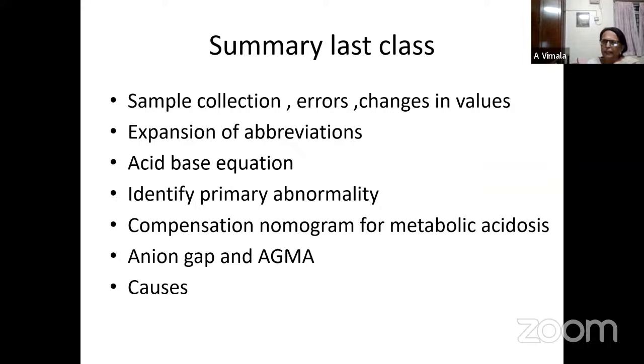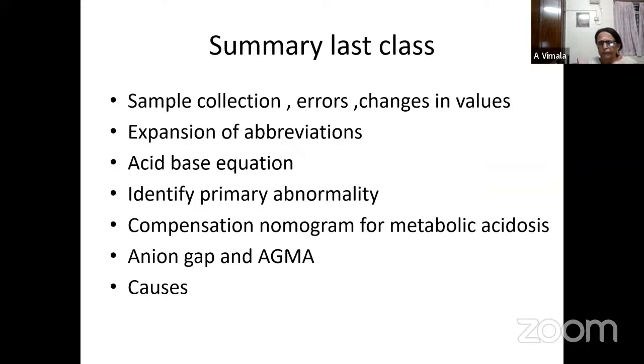So in the last class, we were just discussing the importance of sample collection. What are the errors that can occur during sample collection? How does it reflect on the values, especially oxygen and PCO2? What are the common abbreviations we get on the ABG slip? And what are the important things you should remember?